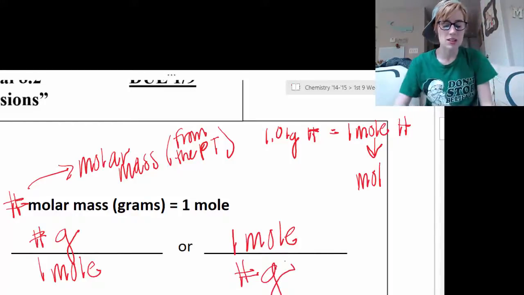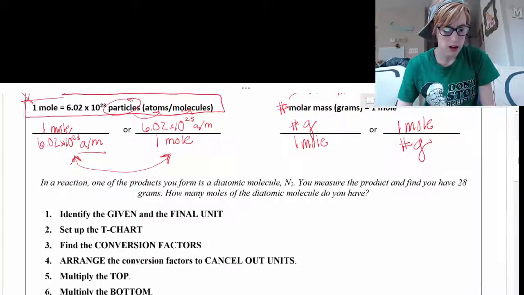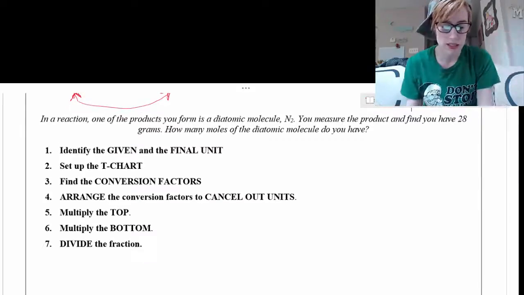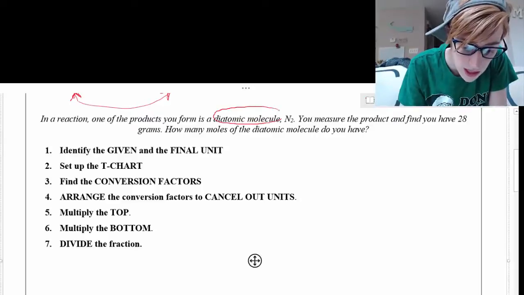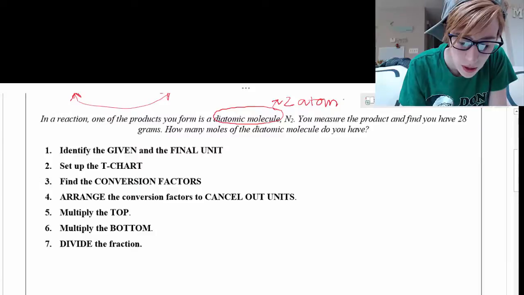Okay, so now let's get to the heart of the issue. Here's an example problem. It says in this reaction, one of the products you're going to form is a diatomic molecule, which, by the way, guys, diatomic molecules always have 2 atoms, right?